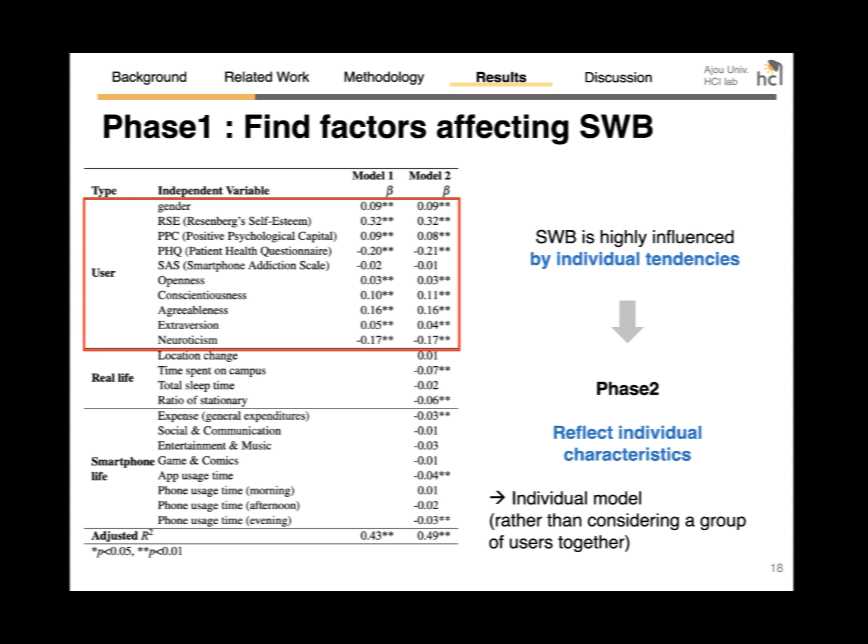This table shows the result of the hierarchical regression model. If we see the adjusted R-square result, there is a 6% increase from Model 1 to Model 2. This indicates that individual attributes showed strong influences on subjective well-being, yet smartphone data still showed impacts on subjective well-being. Overall, subjective well-being is greatly influenced by individual characteristics. This motivated us to build user-independent models for classification, which was done in phase 2.